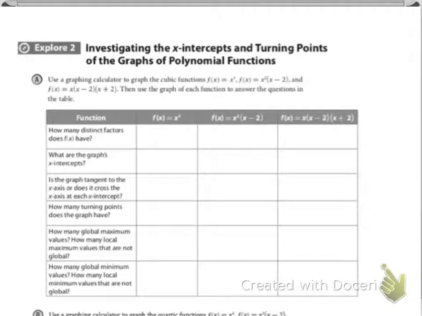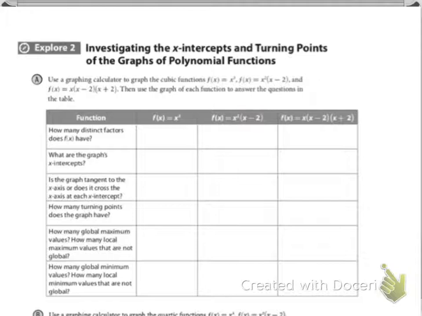That's what tangent means. How many turning points does the graph have? How many global maximum values? How many local minimums, or local maximums? And then the same question with the minimums, global minimums and maximums. So what are those things, and how can I answer these questions using the graph?